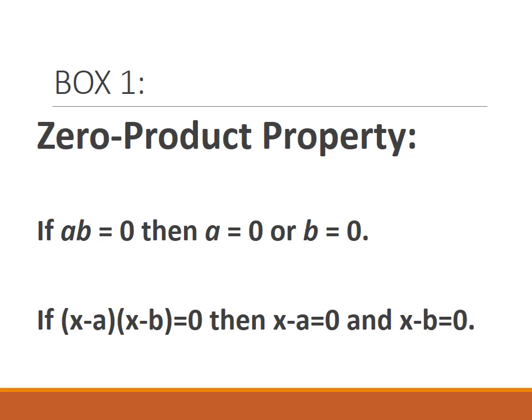All right, so in our first box, we have zero product property, okay? What the zero product property is telling us is that if AB equals 0, then either A equals 0 or B equals 0. Does that make sense? One of the factors has to be a 0 in order for it to be true.